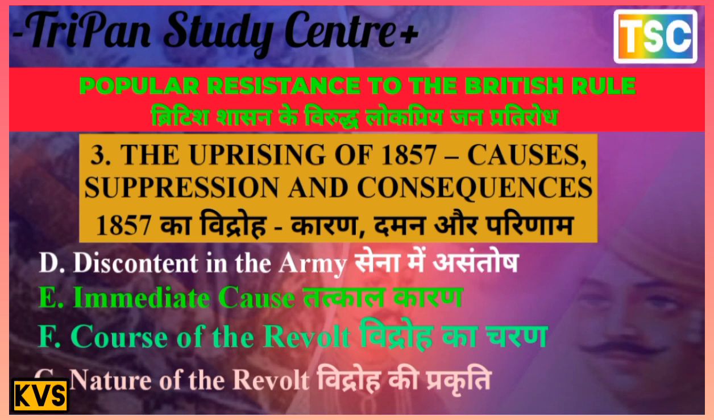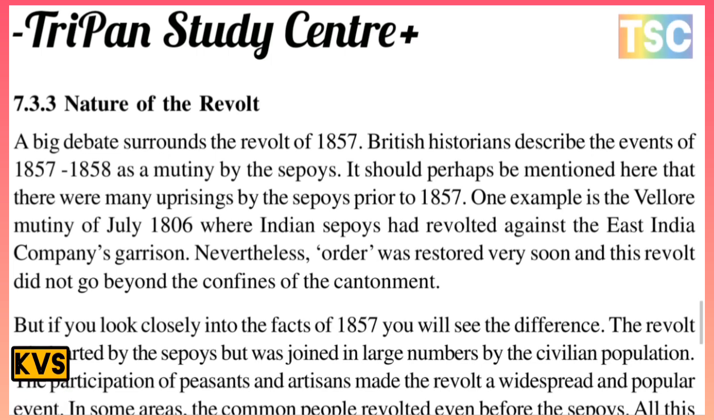The next topic is the nature of the revolt. A big debate surrounds the revolt of 1857. British historians describe the events of 1857 to 1858 as a mutiny of the sepoys. There were many uprisings by the sepoys before 1857. One example is the Vellore mutiny of July 1806, where Indian sepoys revolted against the East India Company garrisons. Nevertheless, order was restored very soon, and the revolt did not go beyond the confines of the cantonment.